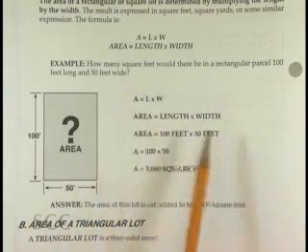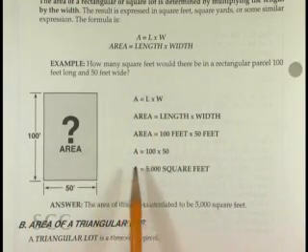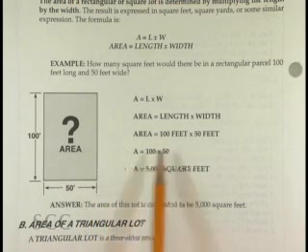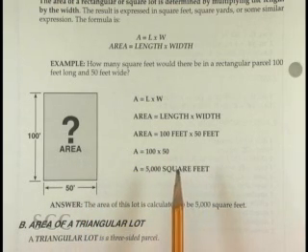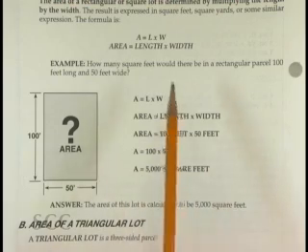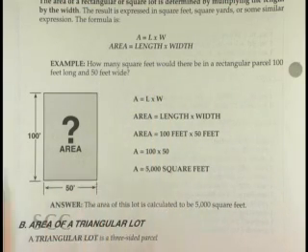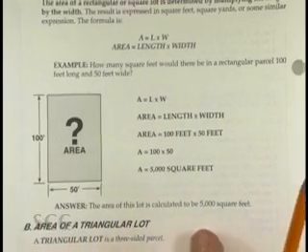We do the length times the width, and if we have 100 feet times 50 feet, it's 5,000 square feet. End of discussion. Pretty simple, pretty straightforward. No angles, nothing to worry about. Pretty easy to follow. We also have times in which we have an irregular lot.